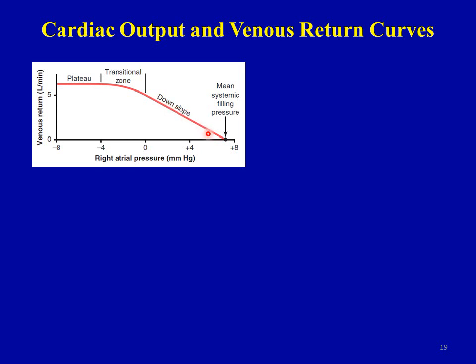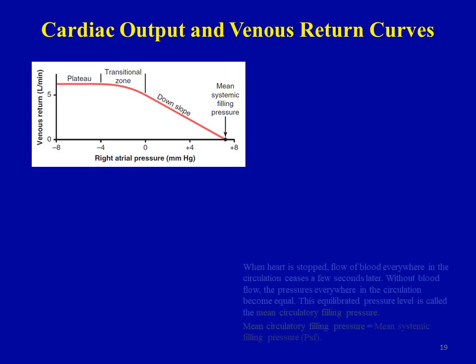The venous return will decrease because the pressure gradient for blood to flow from the veins into the right atrium will decrease. So if the right atrial pressure becomes 7, which is the value of the mean systemic filling pressure, then the venous return will become 0.